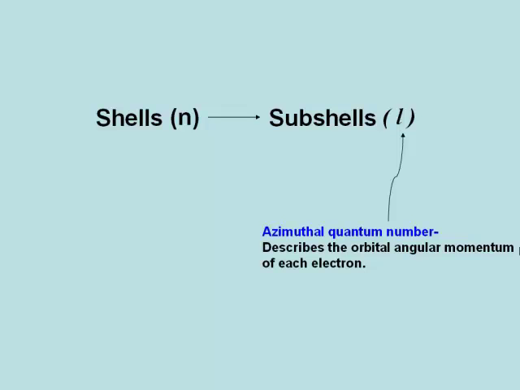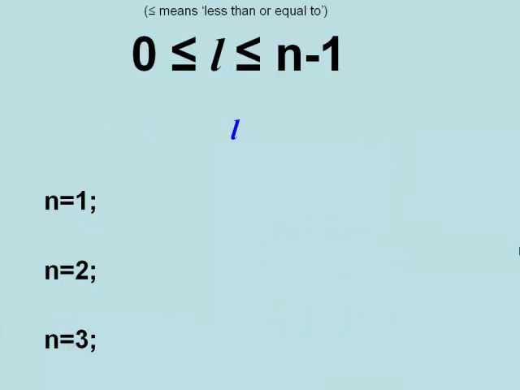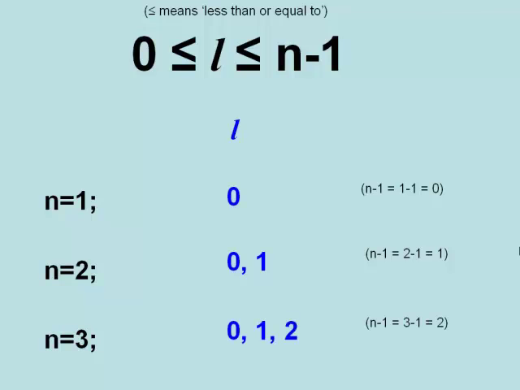Now L is dependent on the value of n, such that L can range from 0 up to n minus 1. L can only be an integer. So for the n equals 1 shell, L can only be 0. For the n equals 2 shell, L can take the values of 0 and 1. For the n equals 3 shell, L can take the values 0, 1, and 2.